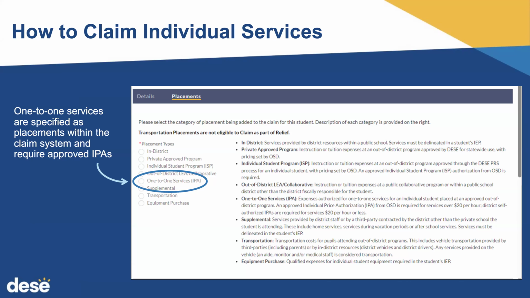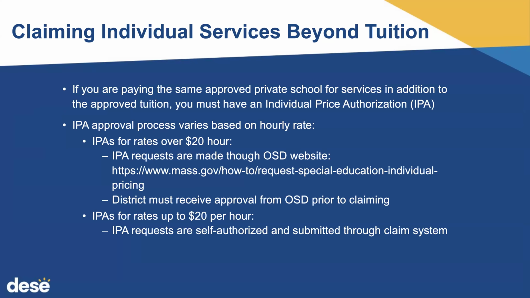When a student is attending a private approved program and paying tuition at that school, you can claim those expenses for tuition. But additionally, if the student is receiving one-to-one services or hourly services on top of that tuition, you can also claim those expenses. To do that, it requires you get authorization from OSD for those expenses if the cost is more than $20 per hour.